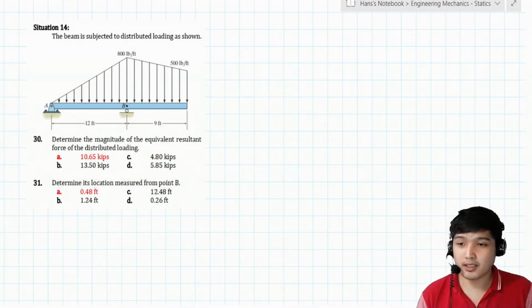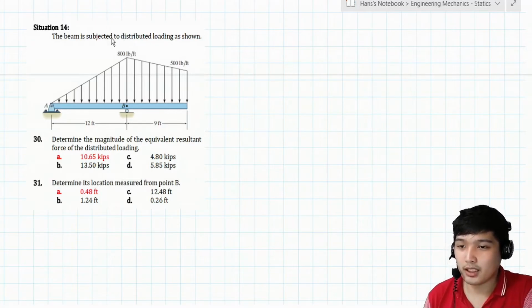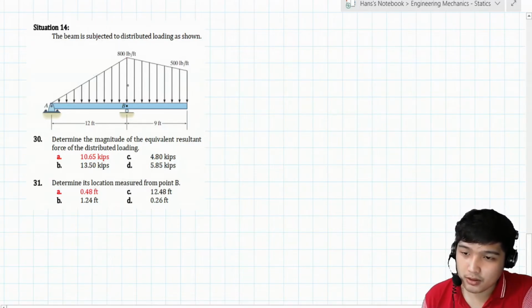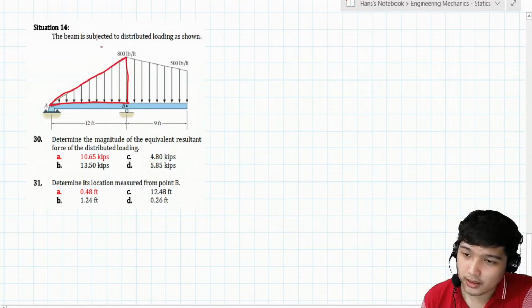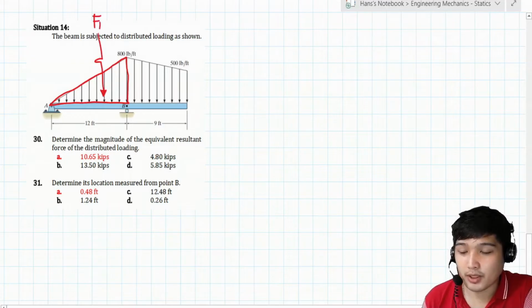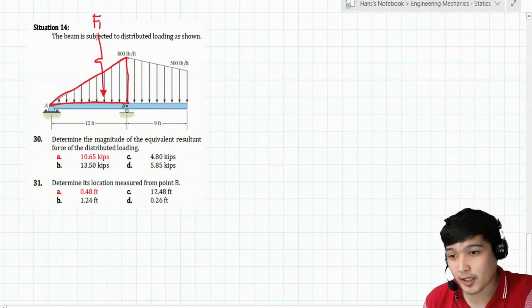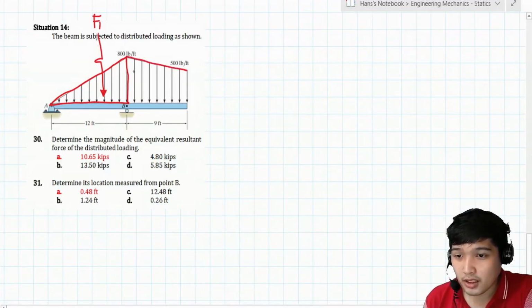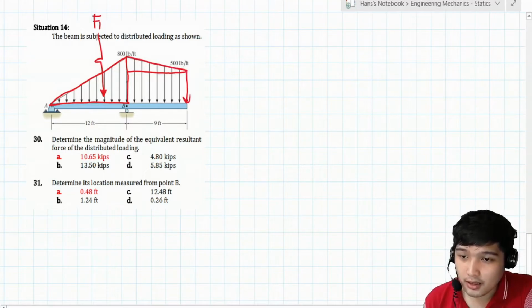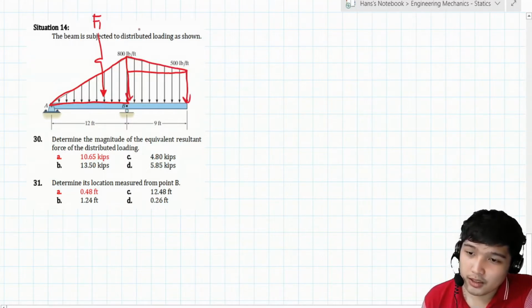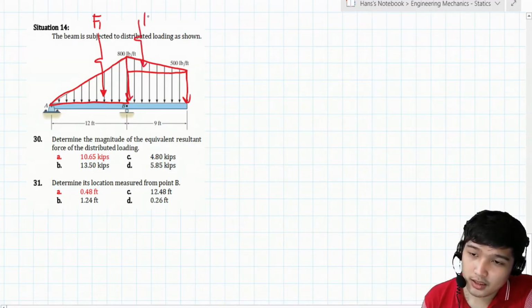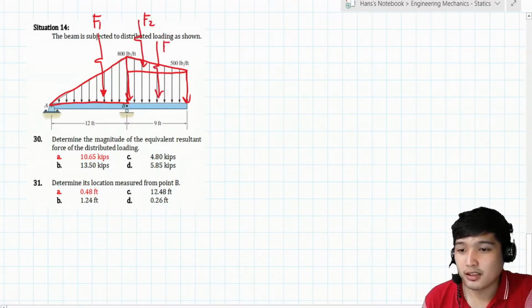So, in this case, divide lang natin yung loading natin into basic shapes. So, una, itong triangle. So, again, yung resultant niyan is nasa 1/3 from the height. So, tawagin natin itong F1. So, in this case, trapezoidal yung ka-partner niya. So, dahil mahirap nga yun, so, convert ulit natin ito into basic shapes. Small triangle, saka yung rectangle. So, tawagin natin yung sa small triangle as F2. And then, dito sa rectangle as F3.